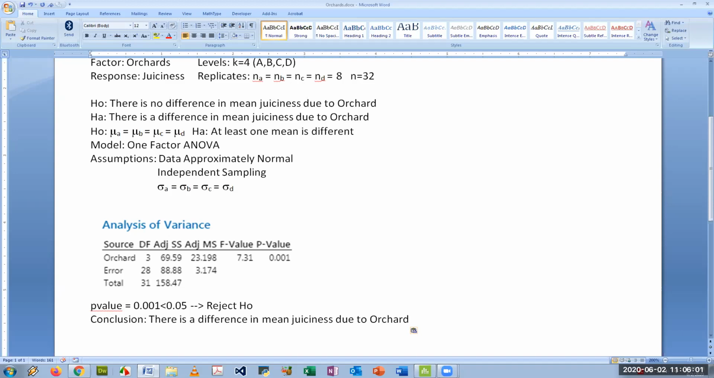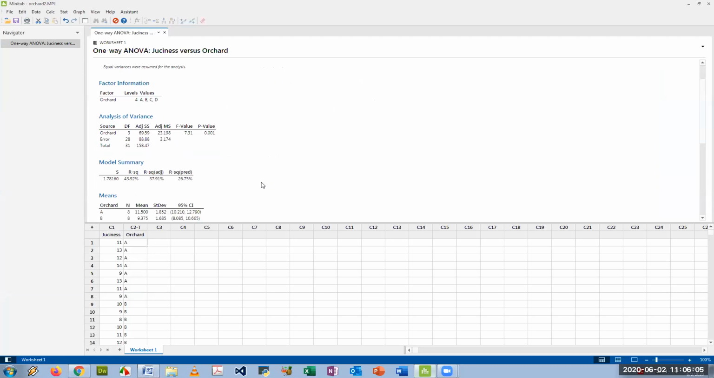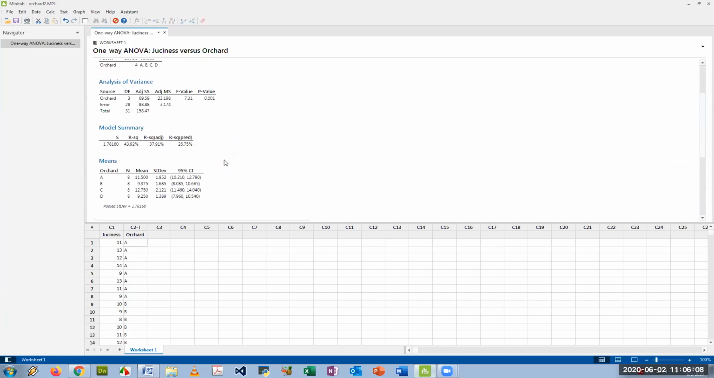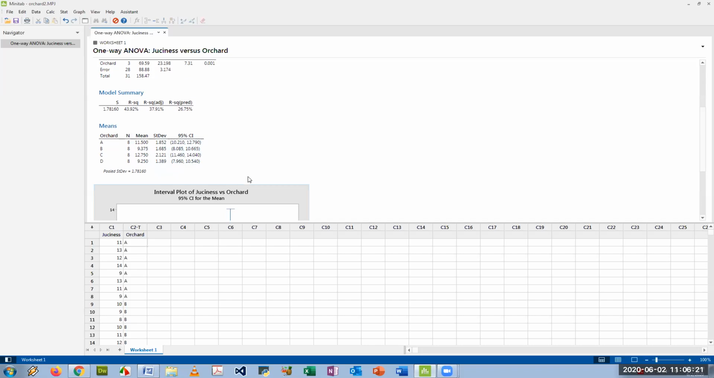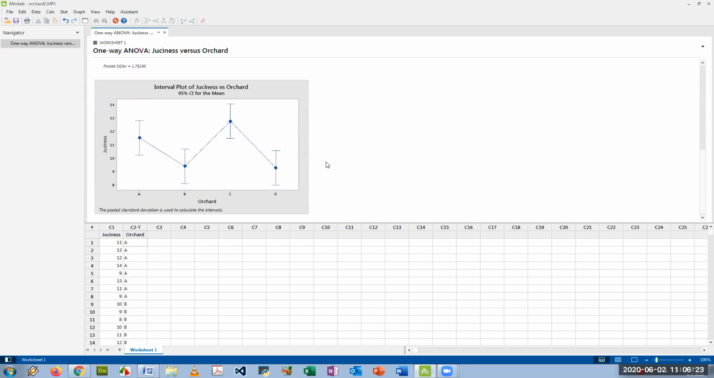Now, if we actually go back to Minitab and look at those means, we get a couple things here. First of all, here's the actual data. Let me copy that. So you can see the sample means are different. It looks like orchard C has the highest sample mean, orchard D has the lowest. And if you look at this plot, it looks like orchard C has got the juiciest oranges, maybe these 2 down here. But now we want to look at this a little further.